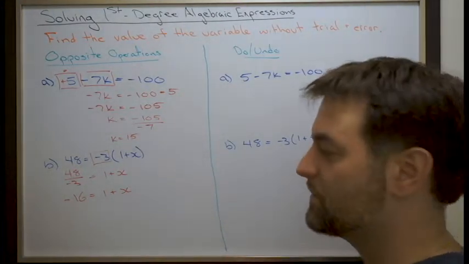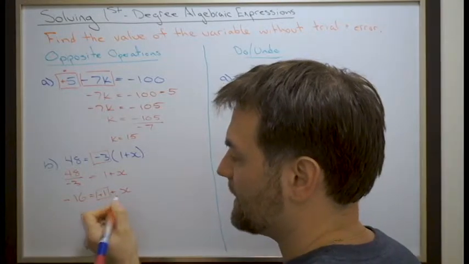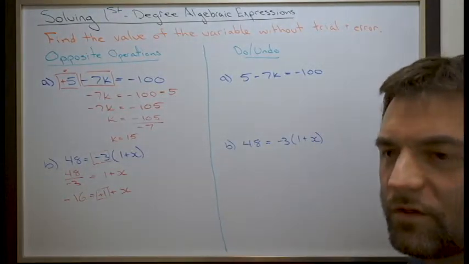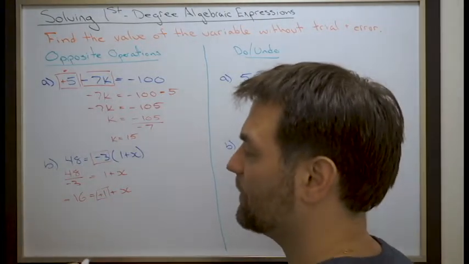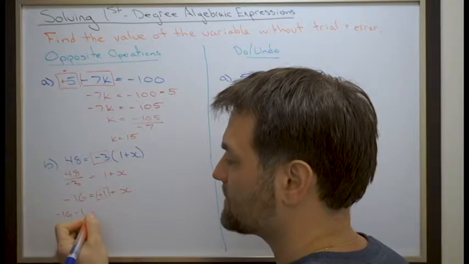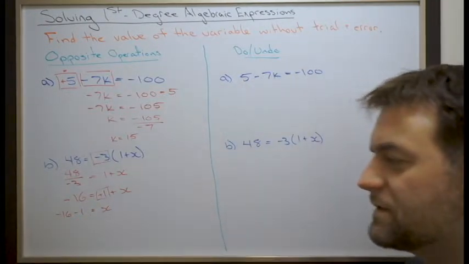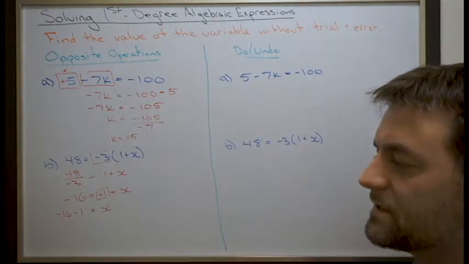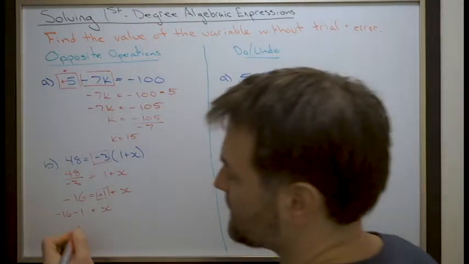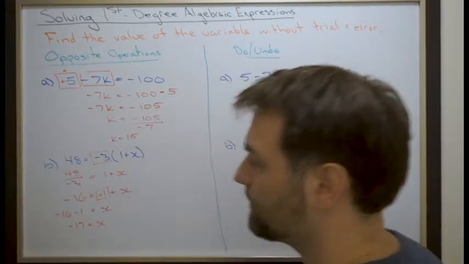Now I have a one-step equation again. I'm taking that positive 1 and adding an x onto it. So I'm going to move that plus 1 over, and it's going to become a minus 1. So I have negative 16 minus 1 equals the positive x, and so we can just put an x there. Negative 16 minus 1 is going to give me negative 17. And that's going to be my x value.